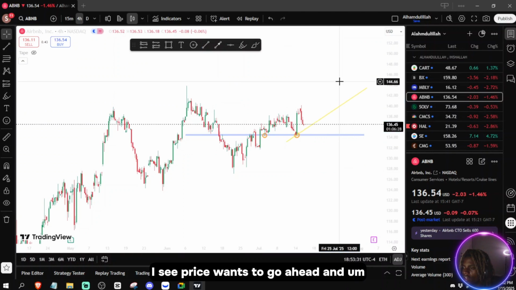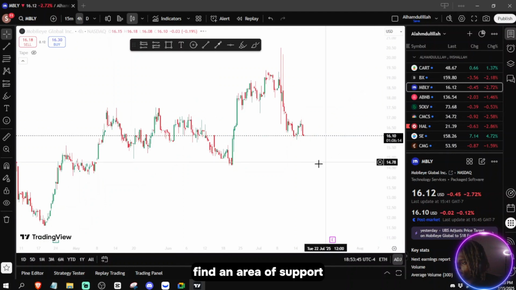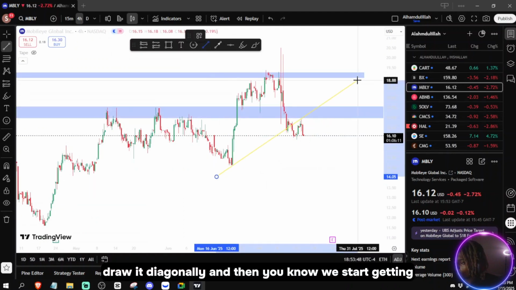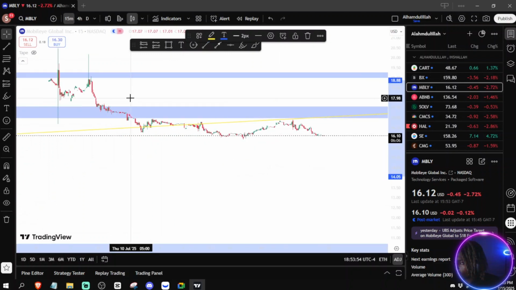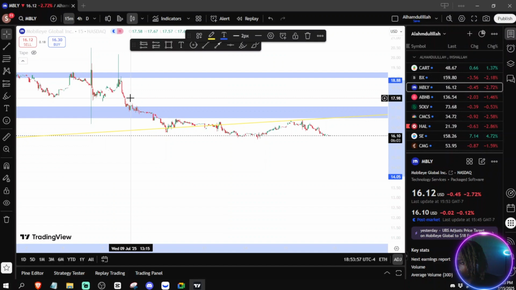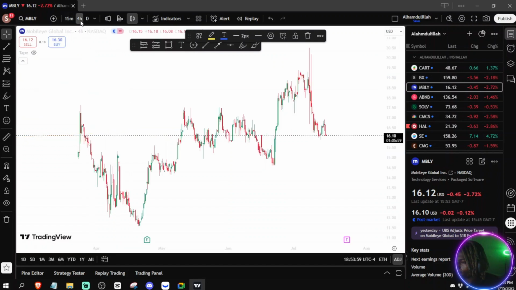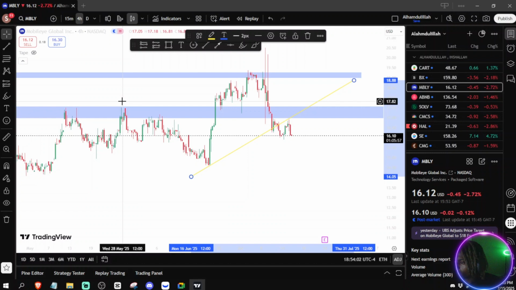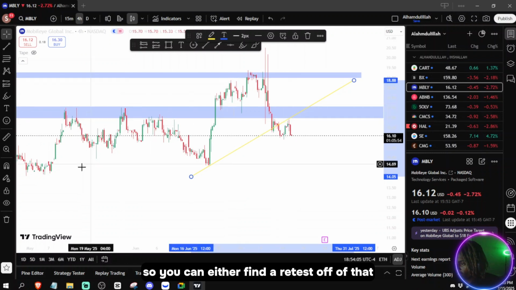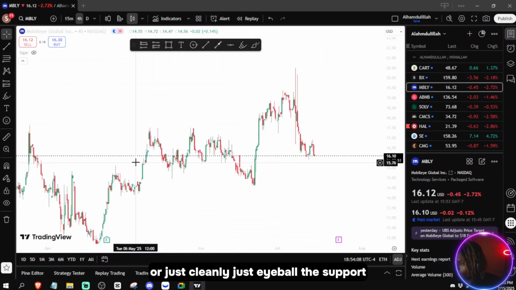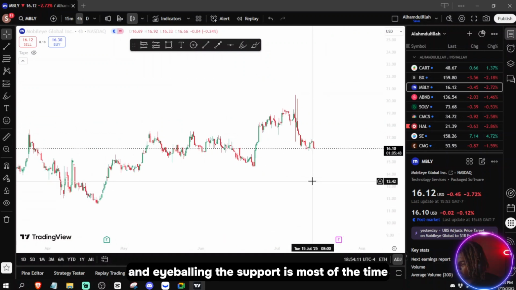So yeah, and then here, you see price wants to just break underneath this trend line here and go ahead and fill. Okay. So this is also going to be another clean way too, is find an area of support, draw it diagonally, and then, you know, if you start getting So you can either find a retest off of that or just cleanly just eyeball the support. And eyeballing the support is most of the time going to be cleanest.